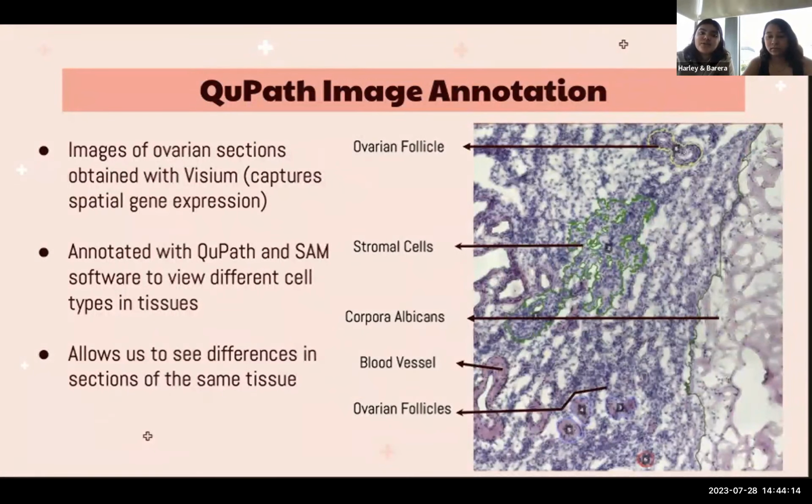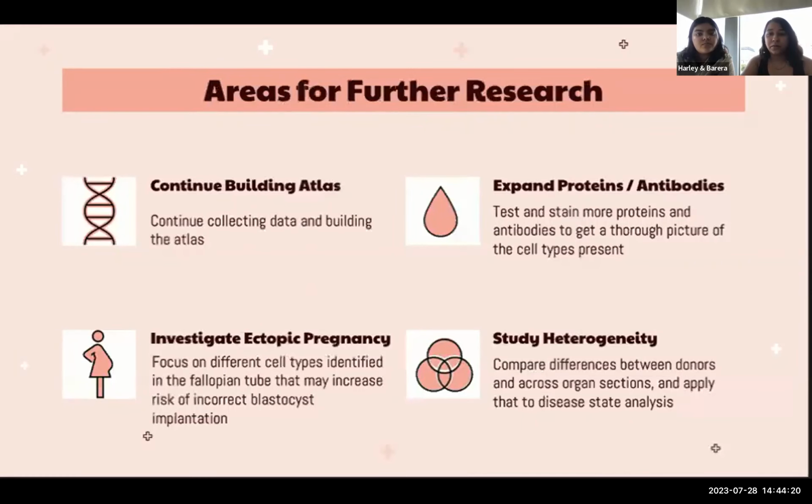So, areas for further research: this is still an ongoing project. So we are continuing to build the atlas using the various methods that we mentioned and comparing them together. There are a number of different tissue types and parts of the female reproductive system, so it is a pretty extensive project. We're also focusing on ectopic pregnancies, like I mentioned before, seeing if there are cell types present that will give us more answers as to why embryos implant in certain places.